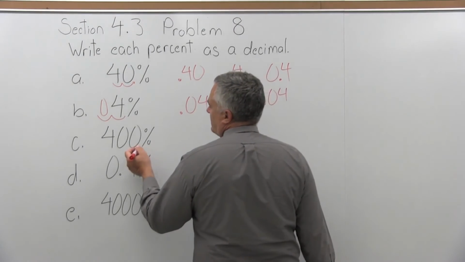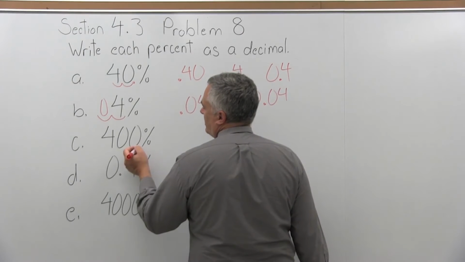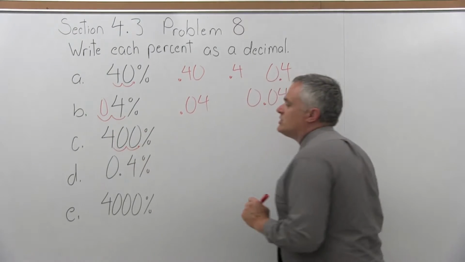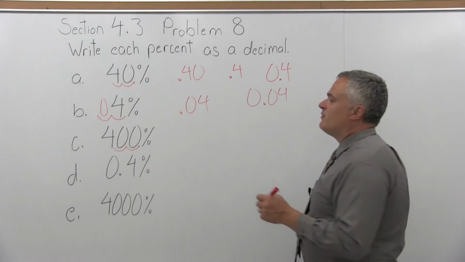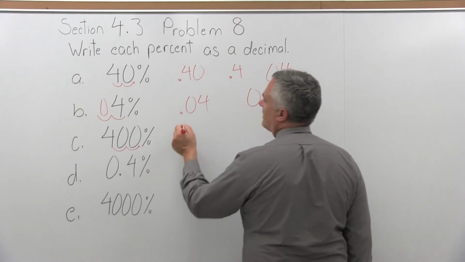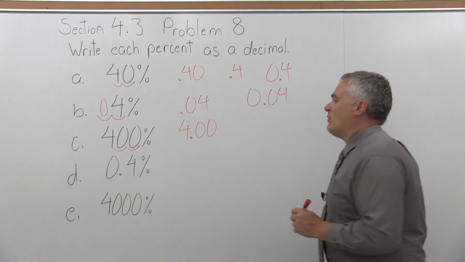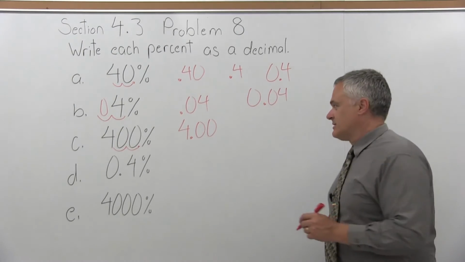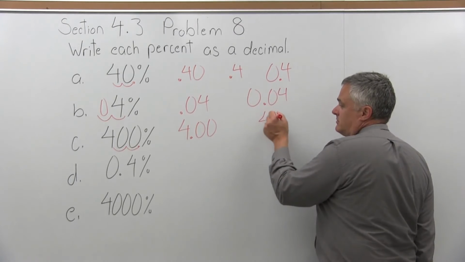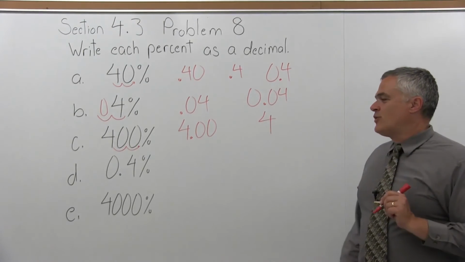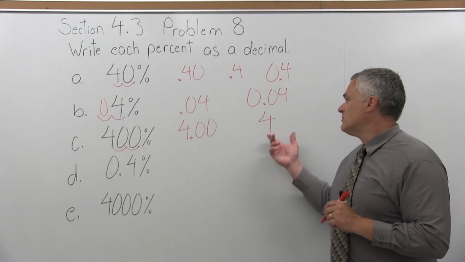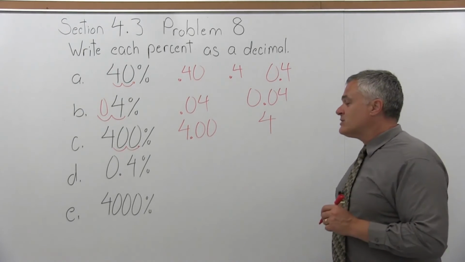So to go from a percent to a decimal, you would move it 2 positions to the left. So it would come between the 4 and the first 0, making 4.00. Now, most people won't write 4.00. They would just write 4. That's the way I'd write it. So 400% in its decimal form would just be 4.